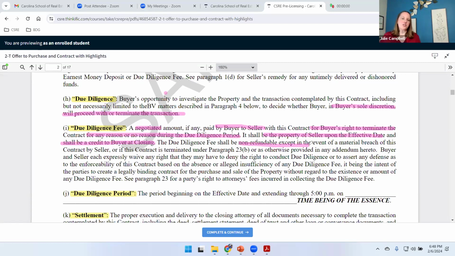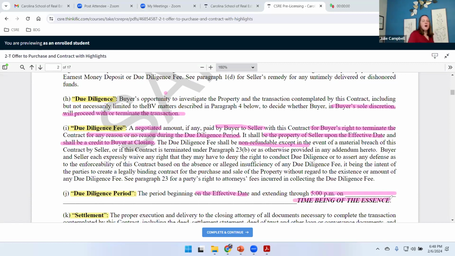And then the due diligence period begins on the effective date and goes through 5 p.m. on whatever date we negotiate. I mean, that's pretty specific right there, right? Due diligence is up at 5 p.m. on this date. Time being of the essence.